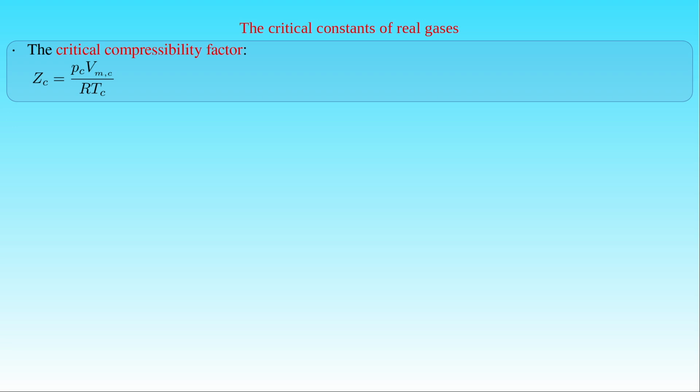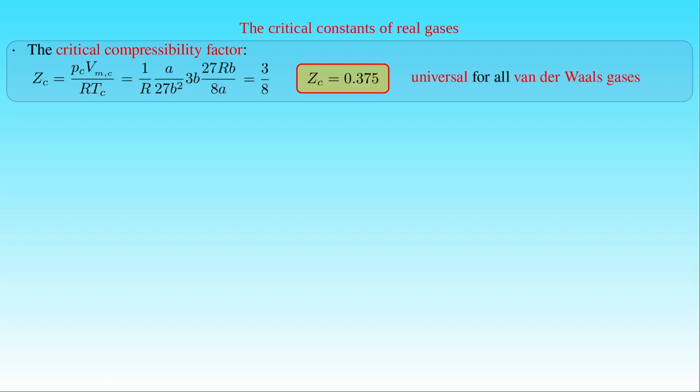If we apply this definition for a van der Waals gas, we can substitute the critical constants expressed in terms of the van der Waals constants. Then Z_C is given by 1 over the gas constant R, times the pressure correction constant a over 27 times the square of the volume correction constant b, times 3 times b, times 27 times b over 8 times a. This gives 3 over 8, that is, the critical compressibility factor Z_C in the van der Waals approximation is equal to 0.375. Showing the critical compressibility factor is universal for all van der Waals gases.